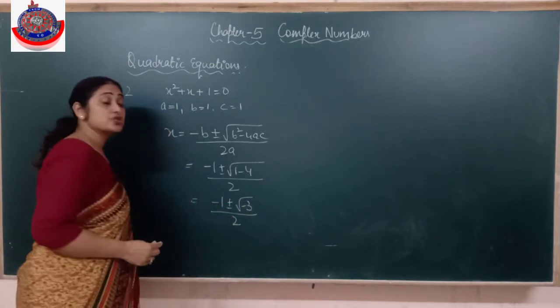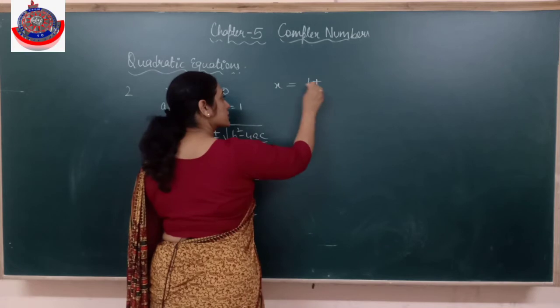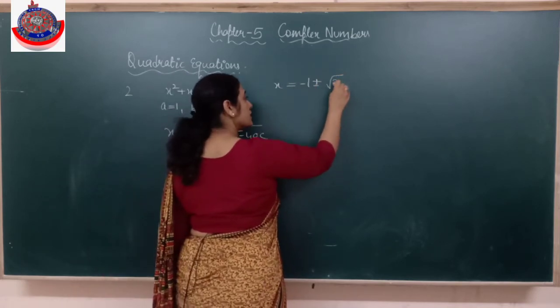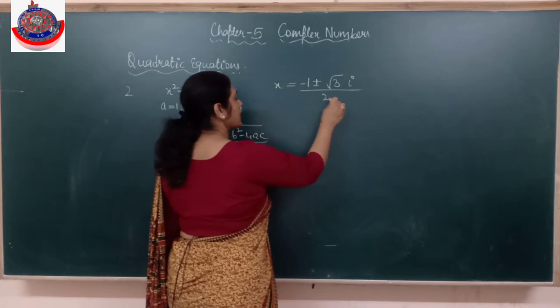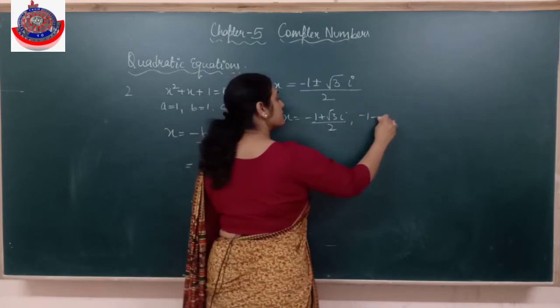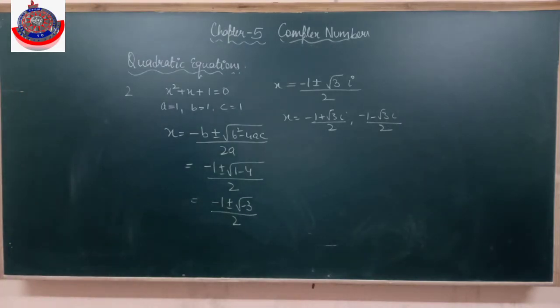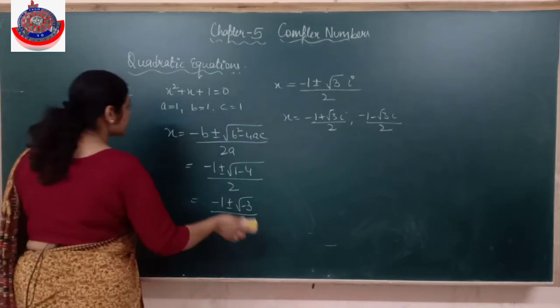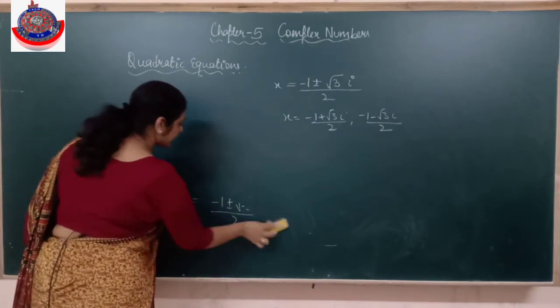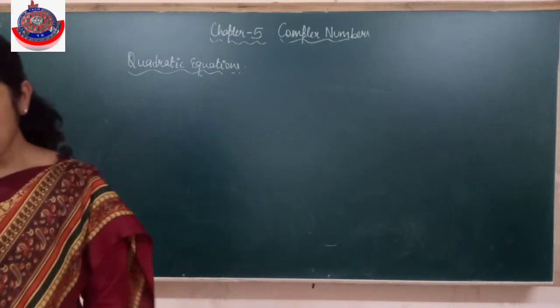Alright, and whenever there is under root, we have minus. So what happens? The under root minus goes out and it becomes iota. So my answer is minus 1 plus root 3 iota by 2, and minus 1 minus root 3 iota by 2. So these are the two complex roots of this quadratic equation. Is this clear? I hope no one has any doubt. It's a simple question. The only thing is that in under root we are getting a negative sign, which goes out as under root minus 1, and under root minus 1 is iota.